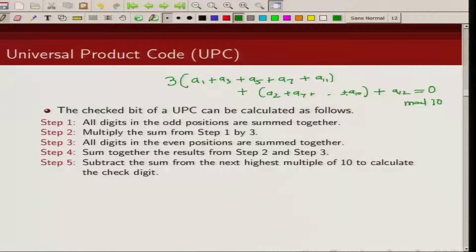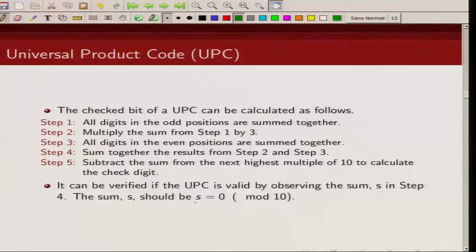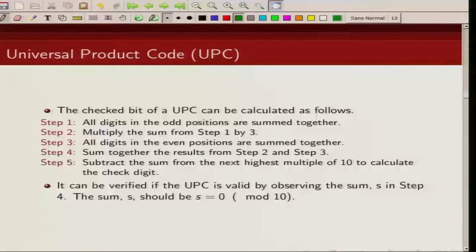Okay. So, the odd bit numbers are multiplied by 3, even bit numbers are just added up. If you add those 11 bits, then the 12th bit, which is the check bit, should be such that this weighted sum should be 0 modulo 10, and that is your UPC code. So, the sum of all the 12 bit numbers should be 0 modulo 10. So, 3 times A1 plus A2 plus 3 times A3 plus A4 up to 3 times A11 plus A12 should be 0 modulo 10 in case of the 12 bit UPC code.